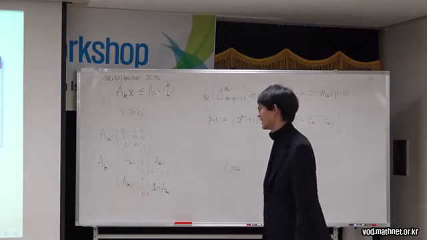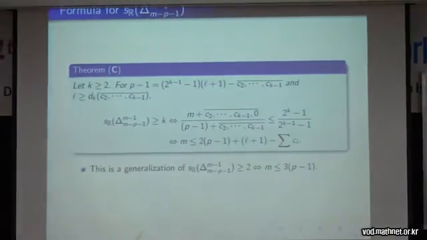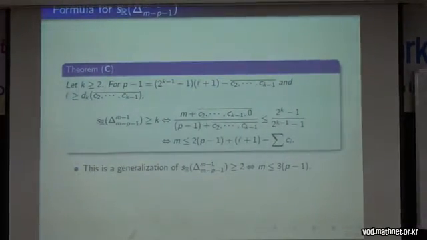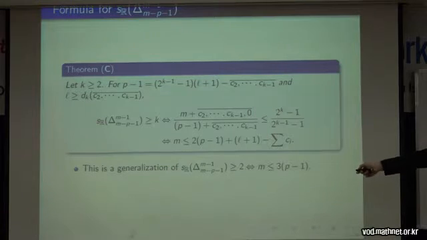Yes. If k is 2, then p minus 1 is L plus 1. All c_i's are 0. So we apply here, then the summation of c_i's is 0. L plus 1 is p minus 1. Then we get this formula.